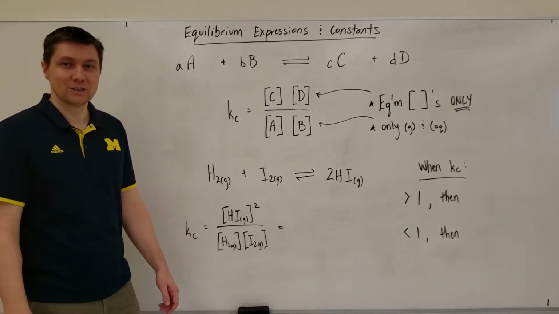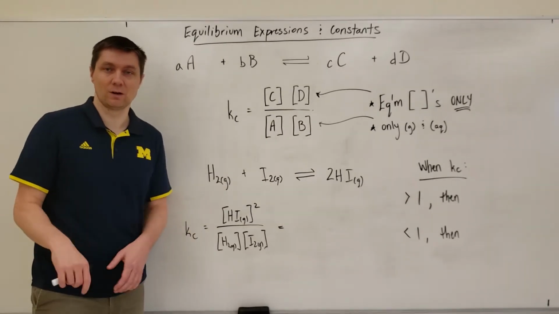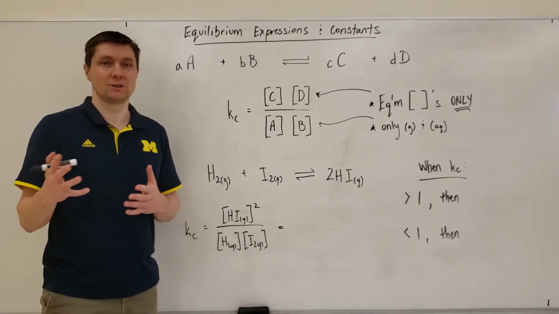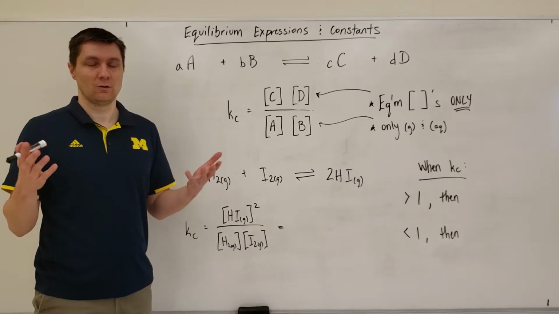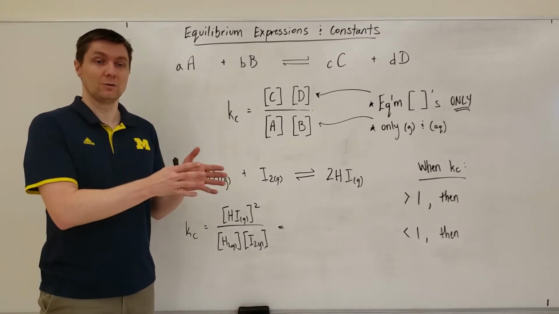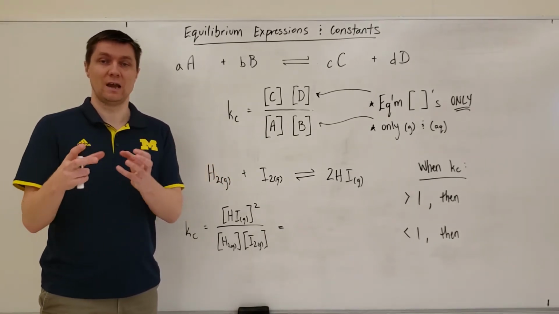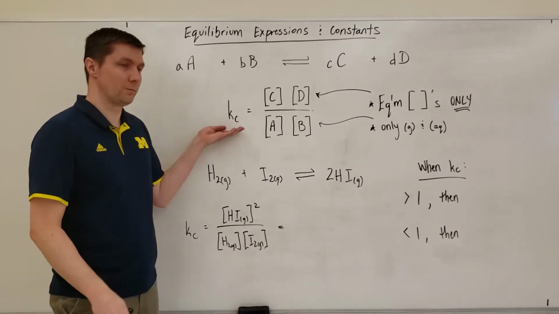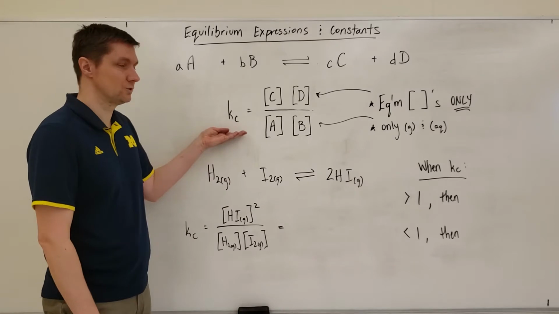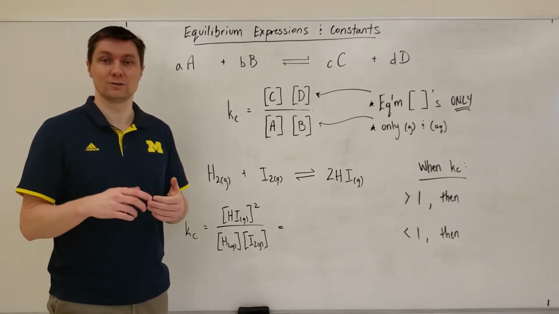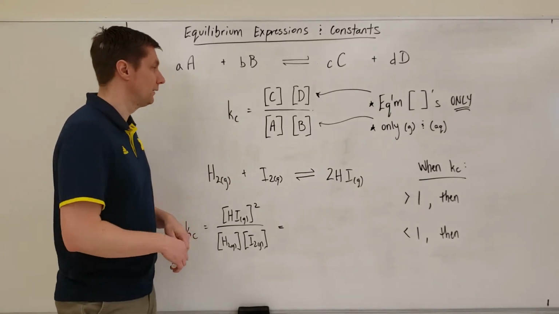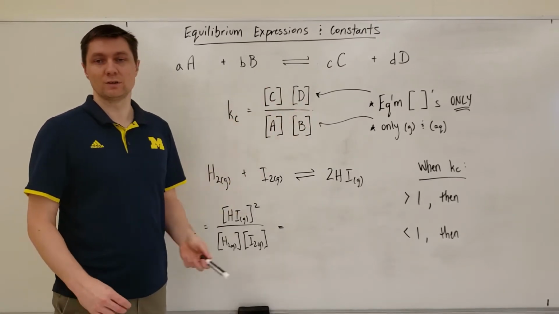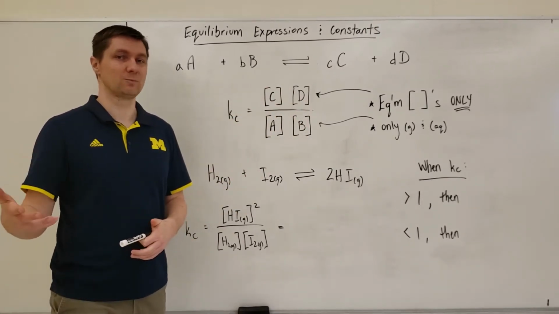Equilibrium expressions and constants is the next concept that we're going to cover. What you need to know is simply that an equilibrium expression is used to calculate an equilibrium constant. So first of all, what is an equilibrium constant? Well, an equilibrium constant is just denoted by the letters Kc. And this ratio here is what is considered to be the equilibrium expression.